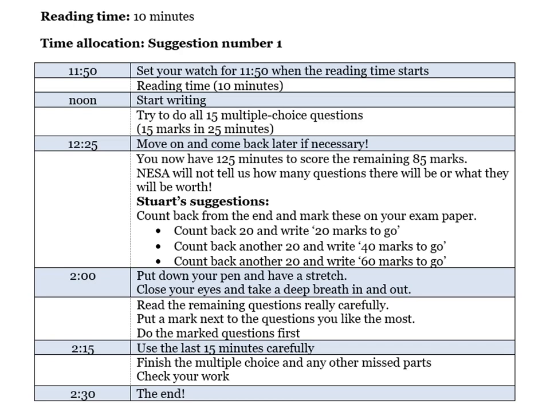Go back to the back of the exam and count backwards. And when you get to 20, make a mark on the exam and write yourself a note, 20 marks to go. Count back another 20 and write 40 marks to go. Count back another 20 and write 60 marks to go. And then you're into it. You've got 125 minutes to score those 85 marks.